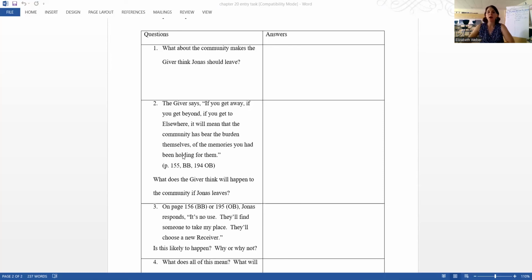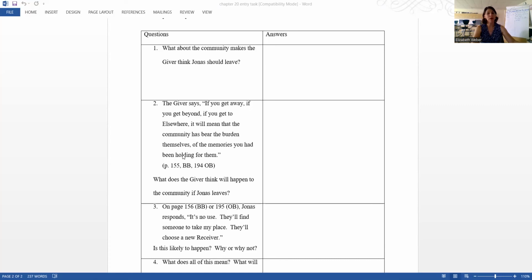Question 3. On page 156 in your black book or 195 in your orange book, Jonas responds, it's no use. They'll find someone to take my place. They'll choose a new receiver. Now you've got to do some thinking. Is this likely to happen?